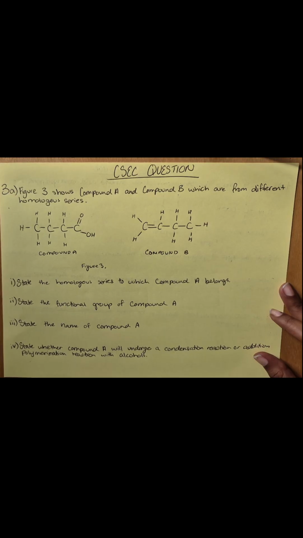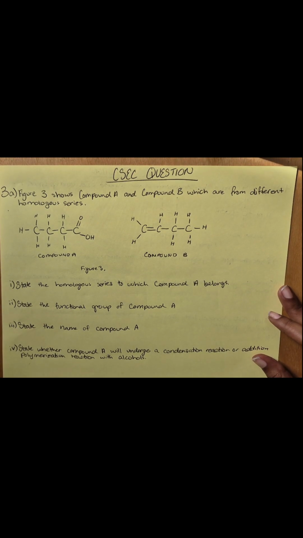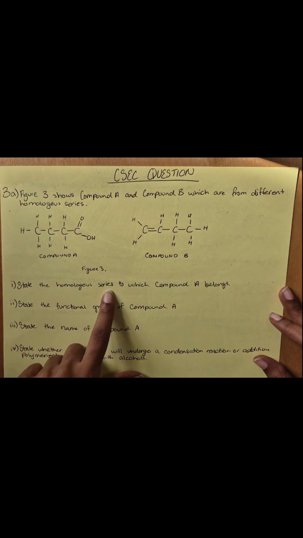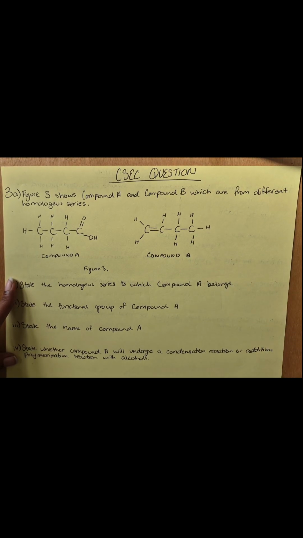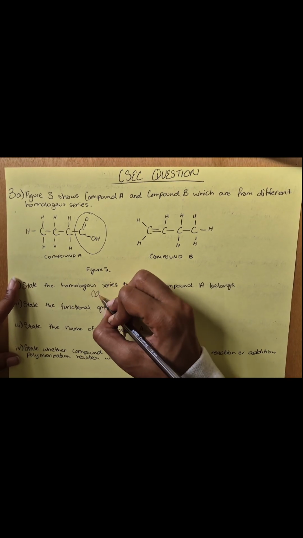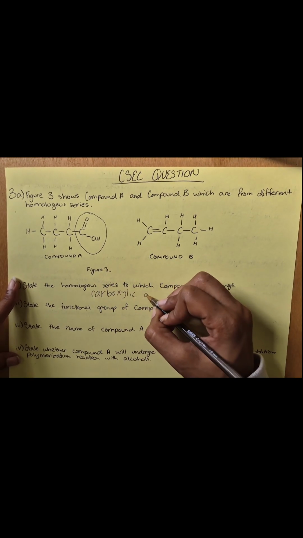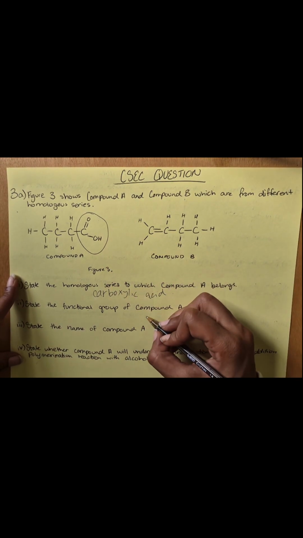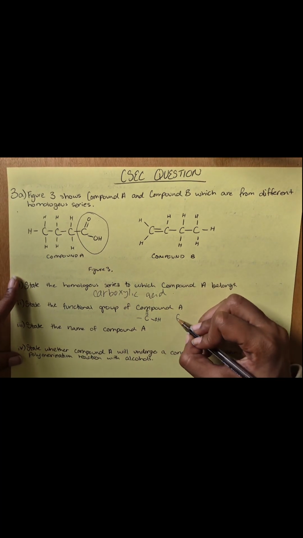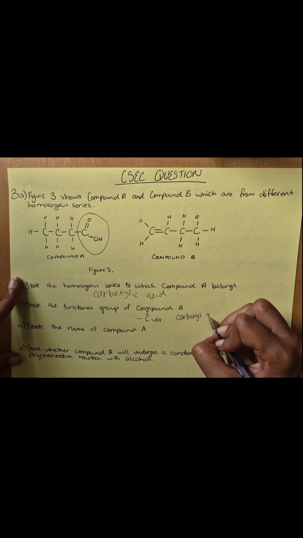Next question. Figure 3 shows compound A and compound B, which are from different homologous series. And we see compound A here, compound B. State the homologous series to which compound A belongs. So how you decide what homologous series a compound belongs is you just look at the functional group. This has a carboxyl functional group. So this is carboxylic acid. State the functional group of compound A. We just did that. So the functional group is C double bond OH. I'm not sure if they wanted you to, well, they said state, so let's just write carboxyl group, so you know the actual name of it.